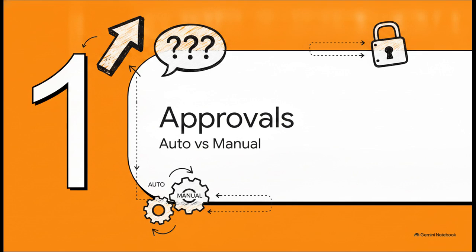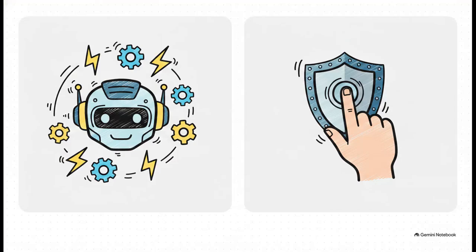Section 1, approvals, auto versus manual. Right off the bat, we're looking at the classic trade-off, convenience versus security. Cowork gives you a couple of different options for how it gets your permission to do things. You've got auto mode, where Claude just keeps chugging along on a task without stopping to ask you about every single step. It basically decides on its own what's safe and what isn't. And then you have manual mode, which requires human approval for absolutely every action.